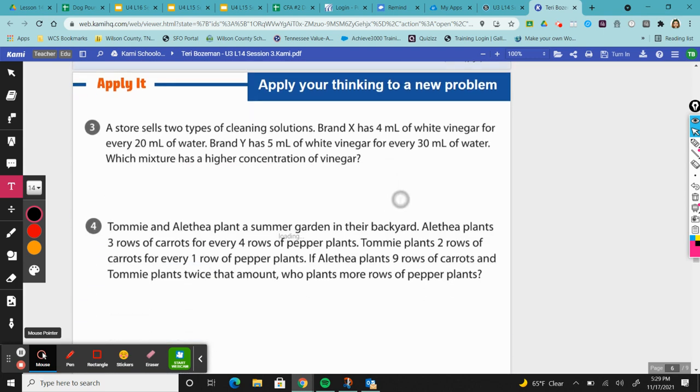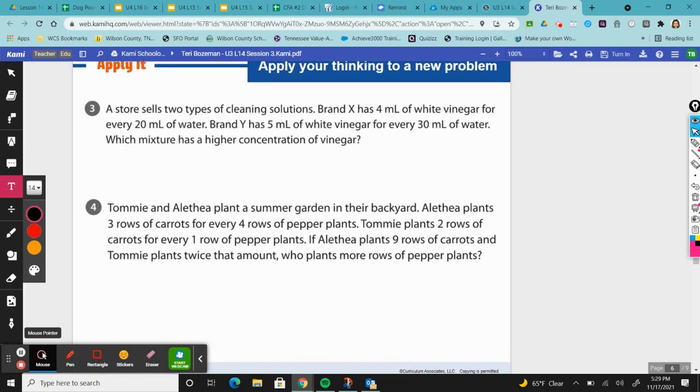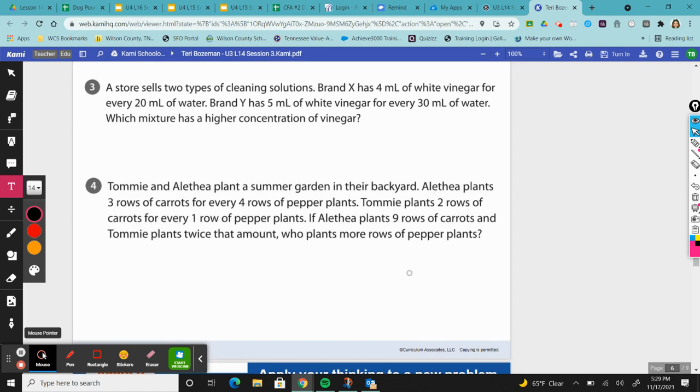All right, let's take a look at number 3. A store sells 2 types of cleaning solutions. Brand X has 4 milliliters of white vinegar for every 20 milliliters of water. Brand Y has 5 milliliters of white vinegar for every 30 milliliters of water. Which mixture has a higher concentration of vinegar?